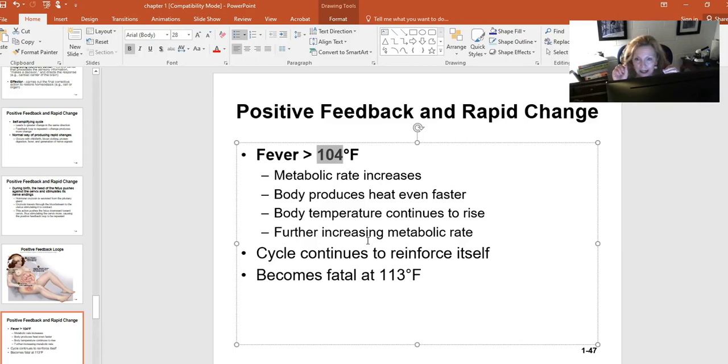But if it gets too high and it's not coming back down in that new region, then it can continue to get high until you are in a positive feedback loop that's going to be fatal. Now, I have never seen 113 Fahrenheit. I have seen 108. And I've seen people not make it at 108, actually. I don't think I've ever seen anybody go above 108 and make it. But your textbook's saying this, so I guess it's happened.